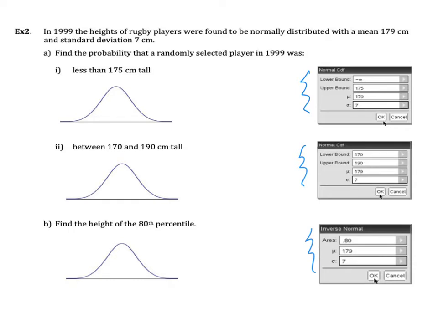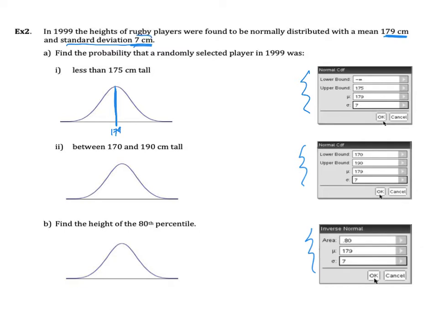Example 2 says, in 1999, the heights of rugby players were found to be normally distributed with a mean of 179 centimeters and a standard deviation of 7 centimeters. Let's put that on the bell curve right now. If you're a visual learner, we're trying to show you visually what that means. Right here in the center is your average, and our average is 179 centimeters. I'm not going to write the centimeters because I just don't have space.